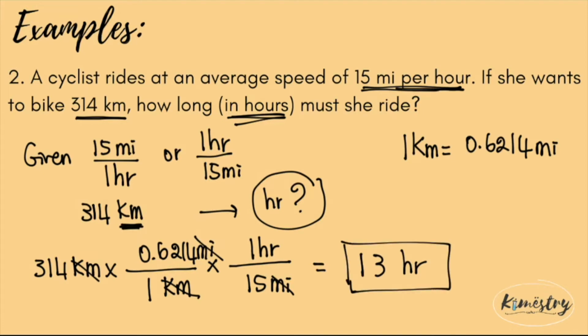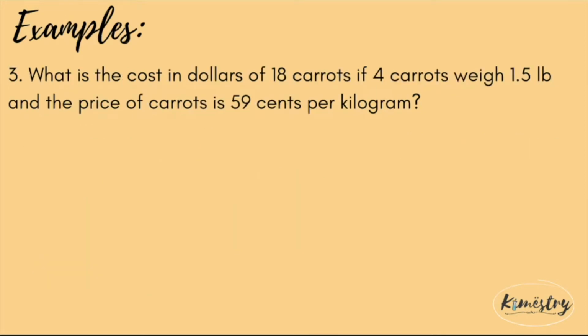Whatever you wanted to find, like the desired unit, you will always want it to be on the top. In this case, it's right here. If you put hour on the bottom, first of all, your unit's not going to cancel out. Like my mile is not going to cancel out. And second, instead of getting hour, you would get 13 something per hour, which is not what the question is asking about. Let's try another example.